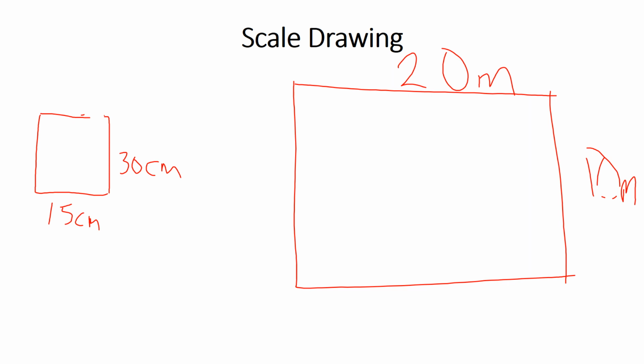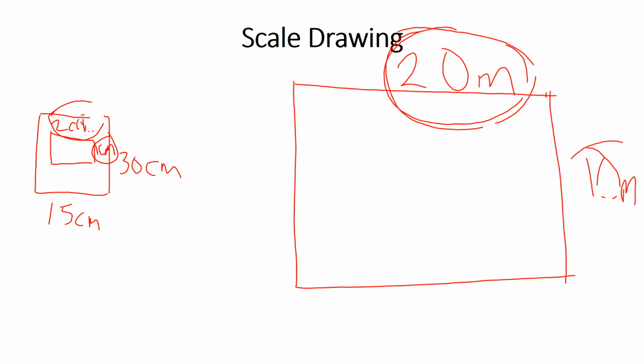So scaling down means these 20 meters must be represented by a small number, so that when you draw it, it's going to fit on the piece of paper. And also this 10 meters must be represented by a small number, so that when you draw these two, you can represent the plot on a piece of paper. We can say maybe 2 centimeters on top and 1 centimeter here.